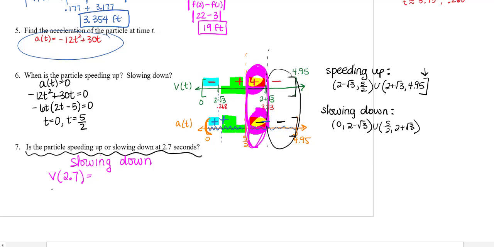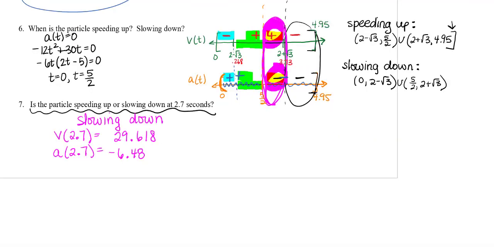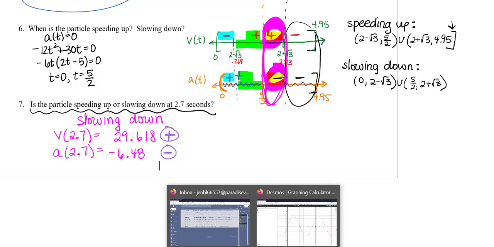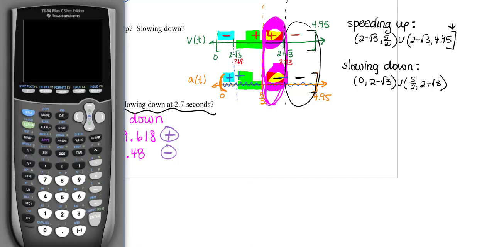What is your velocity at 2.7? What is your acceleration at 2.7? So I'll fill those in. I filled those in, and really all you needed to know is that velocity at 2.7 is positive, acceleration is negative. The last way that you can tell is just physically to look at the graph. So let me show you both graphs. I'm going to put velocity and acceleration on the same graph.